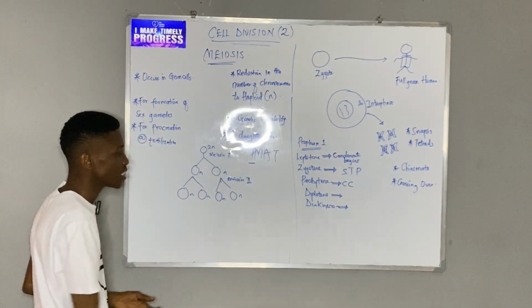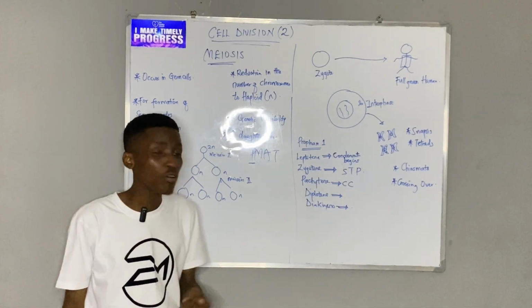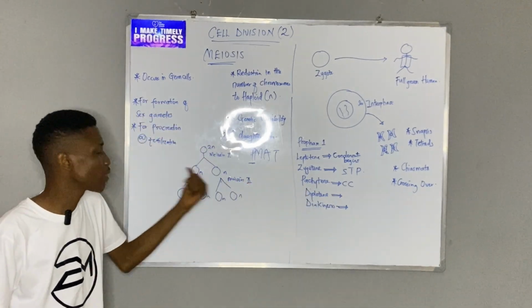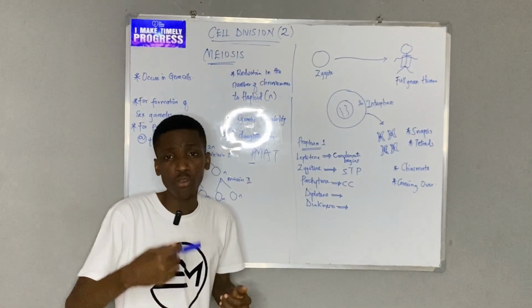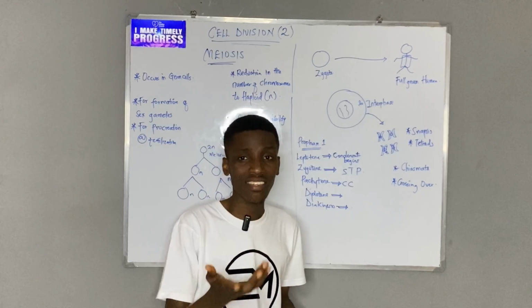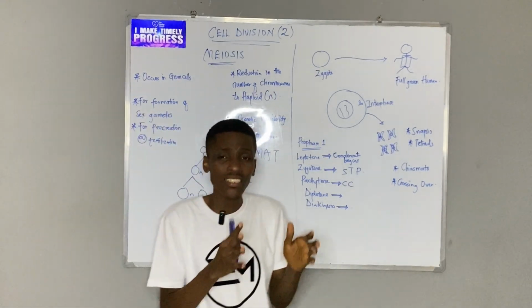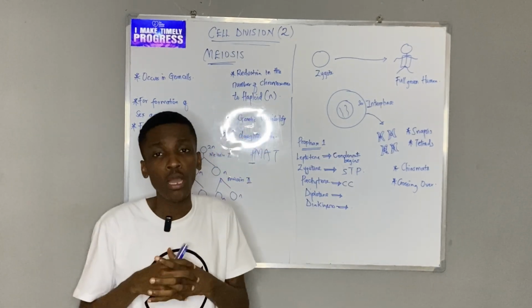So that's what happens in telophase. Now the next thing is meiosis 2. Immediately after meiosis 1, forming my haploid numbers, the cells go directly into meiosis 2 without doing another interphase. So what happens in meiosis 2? Meiosis 2 is very similar to mitosis.